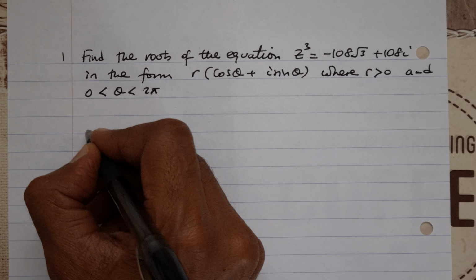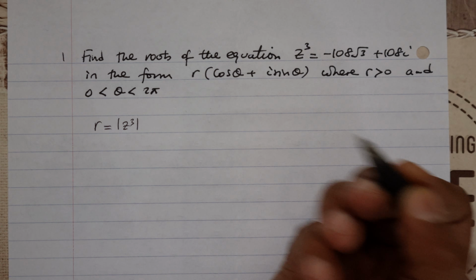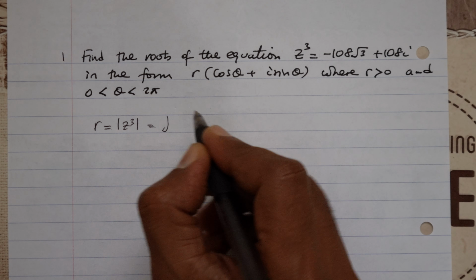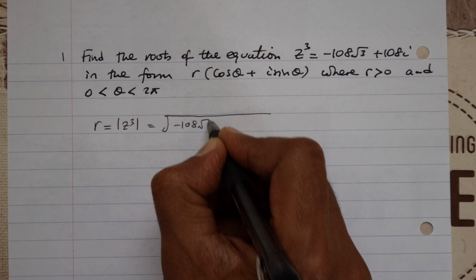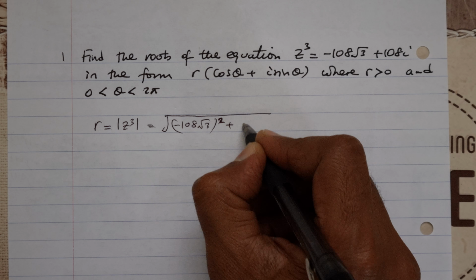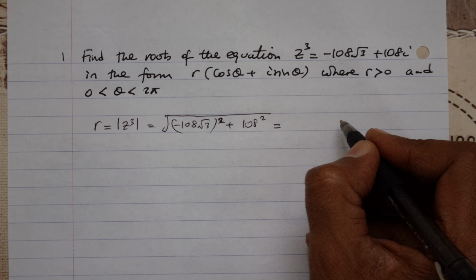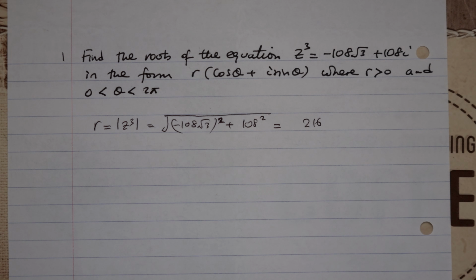Now the first thing I would do is try to find r, which is the modulus of the complex number z cubed. That's going to give us the square root of (negative 108 root 3) squared plus 108 squared. And if we find this on a calculator, it's going to give us 216.